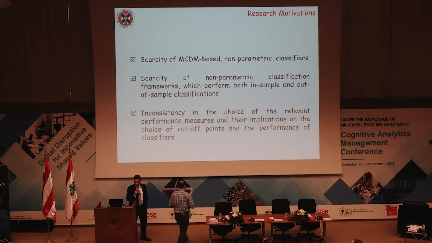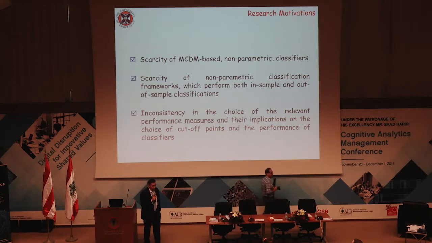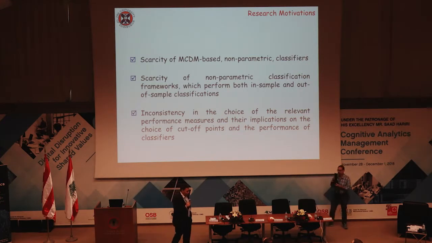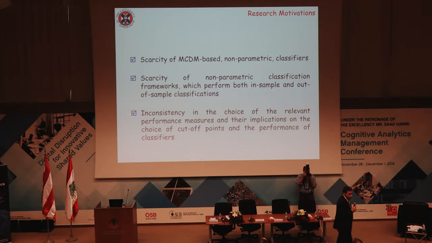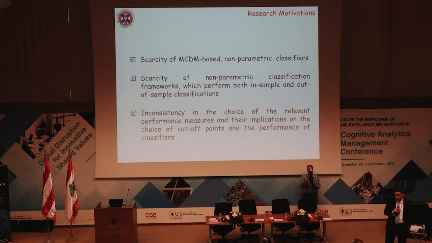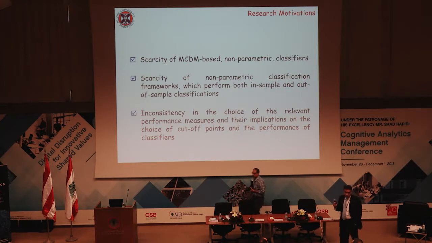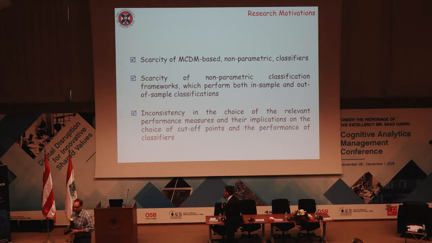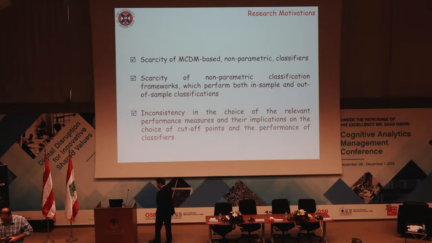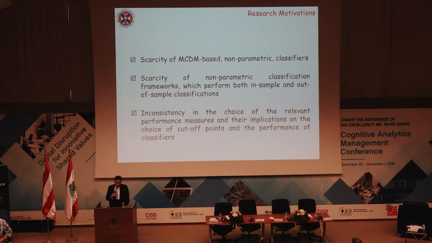In terms of the scarcity of MCDM-based non-parametric classifiers, actually, in the whole MCDM literature, there is only one paper that claims that it proposes a classifier. It's a TOPSIS-based classifier, but there are no details whatsoever on how the classification is made. TOPSIS is basically a method for ranking rather than classification. So basically, there is a shortage out there, or as far as I'm concerned, there are opportunities for designing new classifiers there.